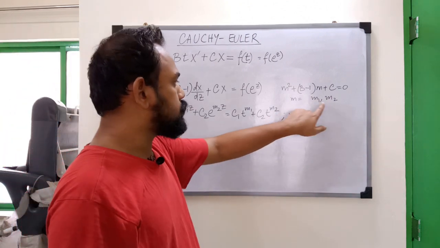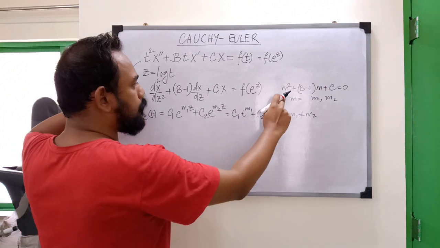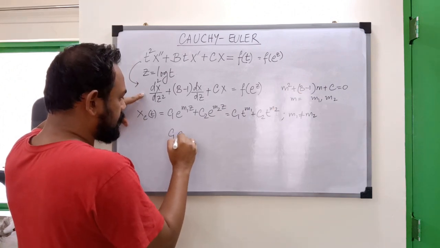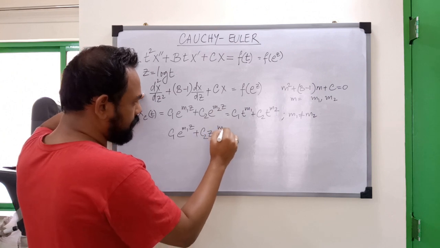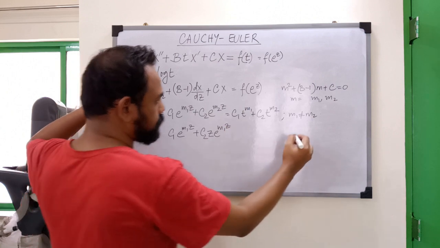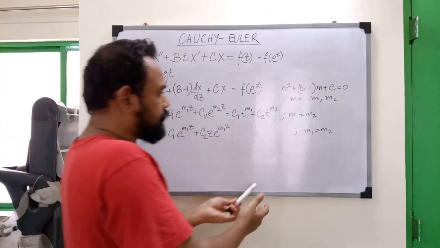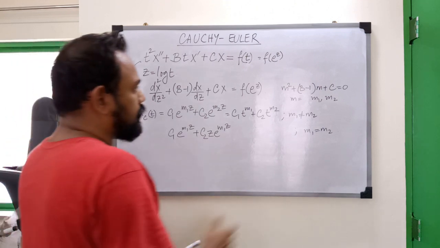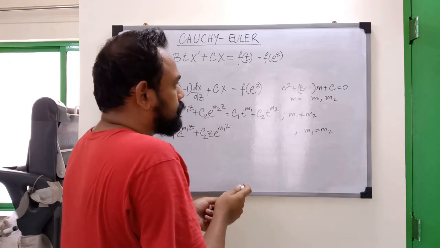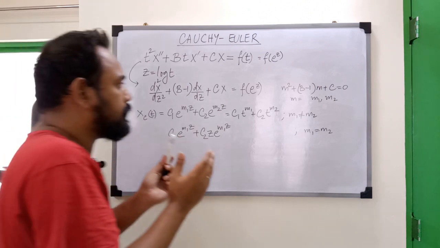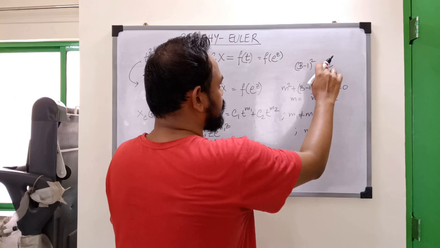Now if m1 and m2 are equal, then what's the complementary function? The complementary function becomes c1 e to the m1 z plus c2 z e to the m1 z. This is what happens when m1 and m2 are equal. In other words, that's the case of resonance, the case of critical damping, or where the middle term is zero. Sorry, not b equal to 1. It is the case where (b minus 1) squared is equal to 4c. That's the case of critical damping.